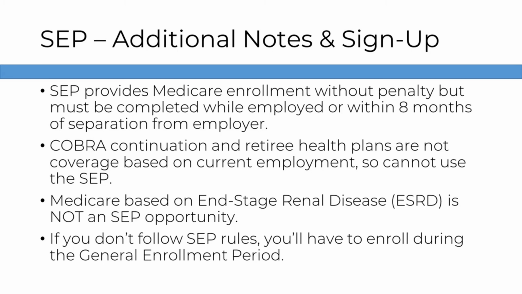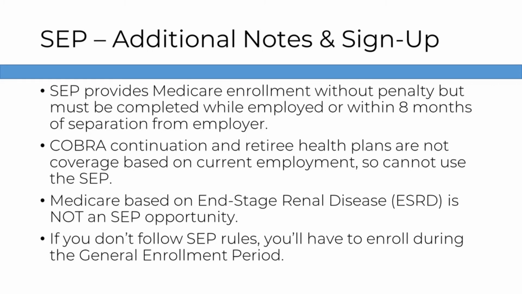Before we move on, it's important to note about COBRA continuation and retiree health plans, as well as Medicare based on end-stage kidney failure. None of these are considered coverage based on active employment. So, you'll want to pick up Medicare Part B within 8 months of your separation of employment to avoid a late enrollment penalty and delayed start date.